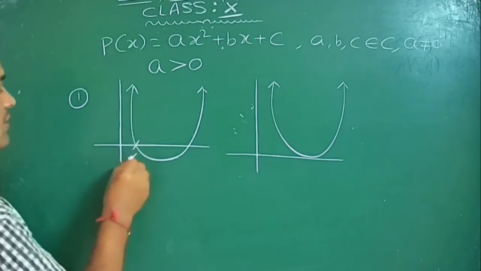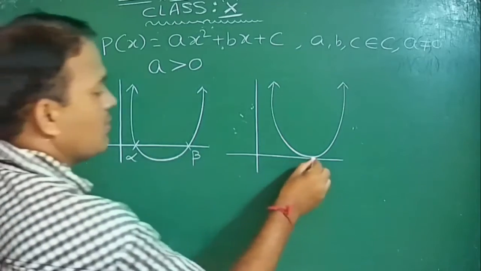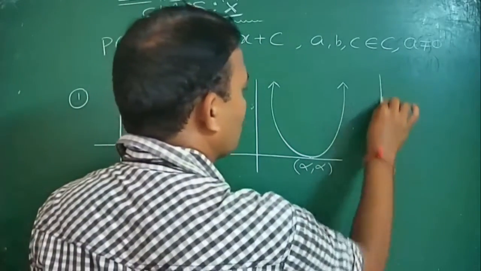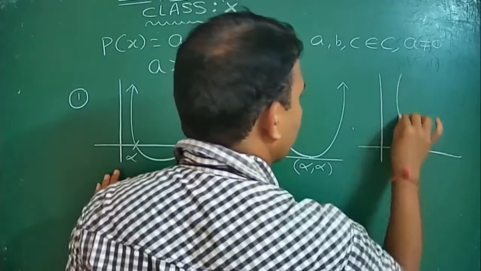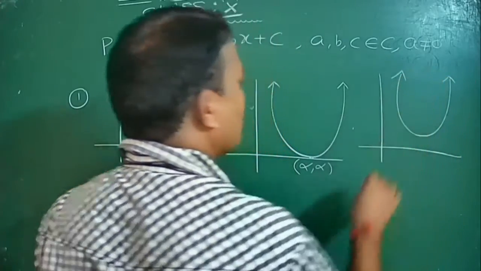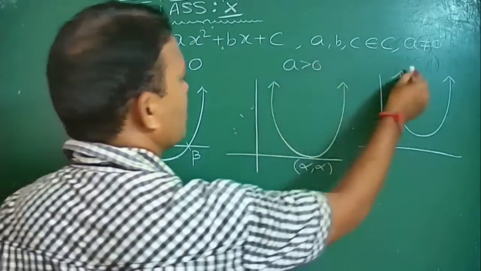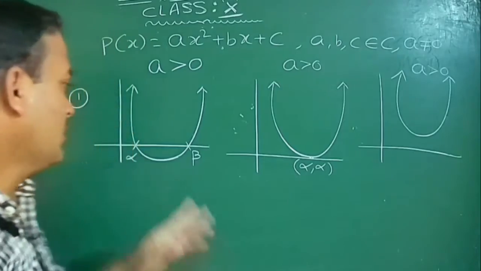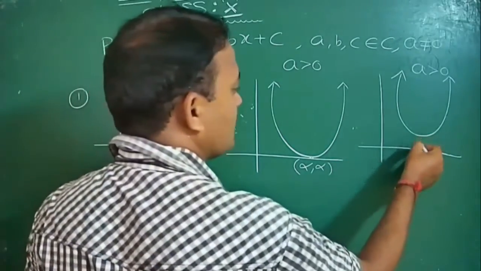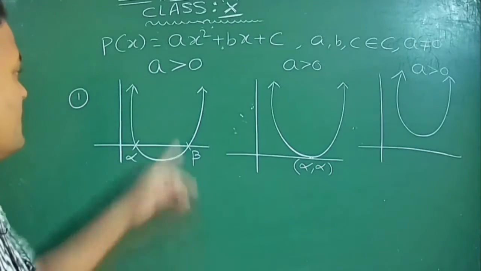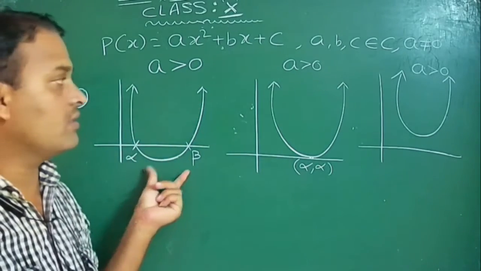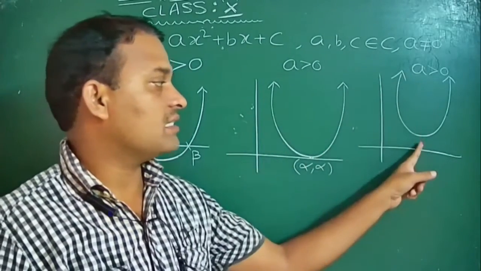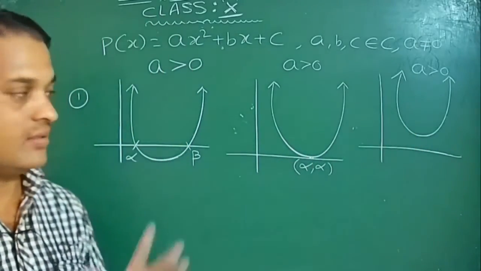Here alpha and beta are two distinct roots, but here alpha, alpha is one distinct root. And again here, the parabola opens upwards because this is also a greater than 0 and this is also a greater than 0. But in this third graph there are no real roots. So with a greater than 0, there are two distinct real roots in one case, the parabola touches the x-axis at one point in another, and in the third the parabola does not touch the x-axis at any point.